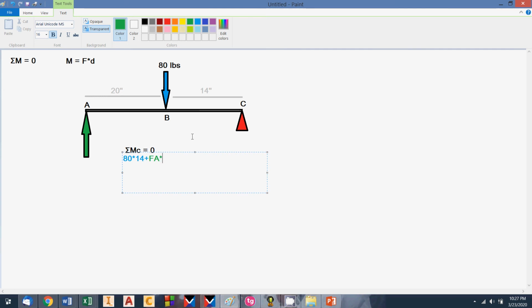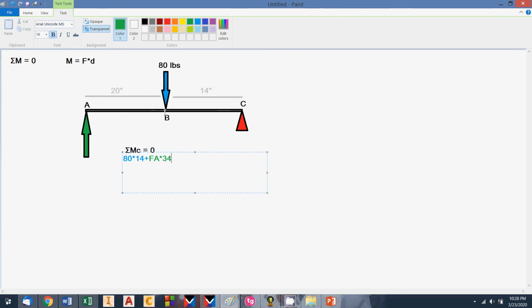Now to do this, we have to do a little bit of math. We need to be a little bit careful here because it's easy just to say, oh, I see a number 20. It's next to A. I'm going to call it 20. But remember, we're taking our distance from point C. That's the point we're rotating around. So it was 14 to here, and then it's another 20 to A. So I'm going to call this 34.